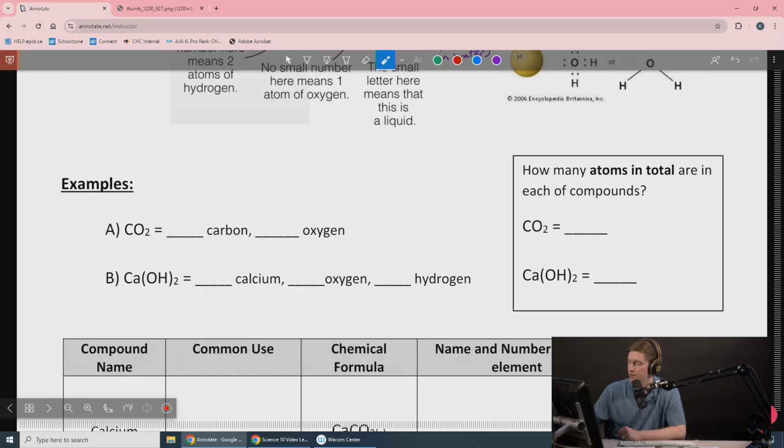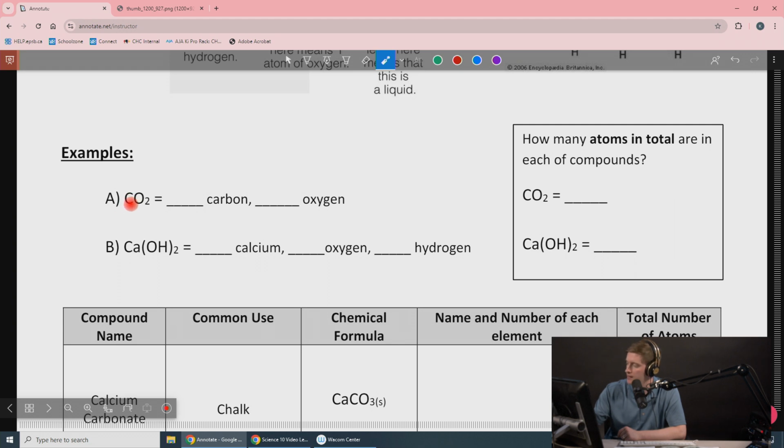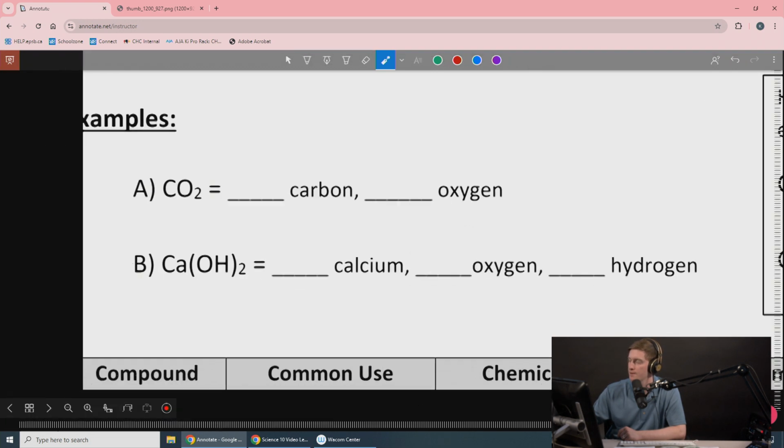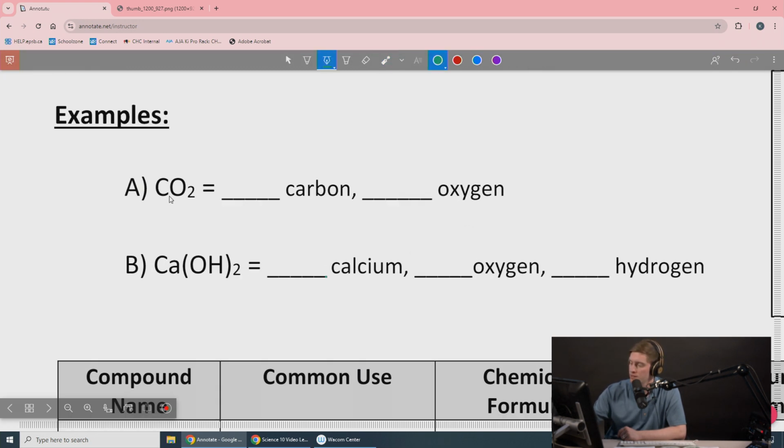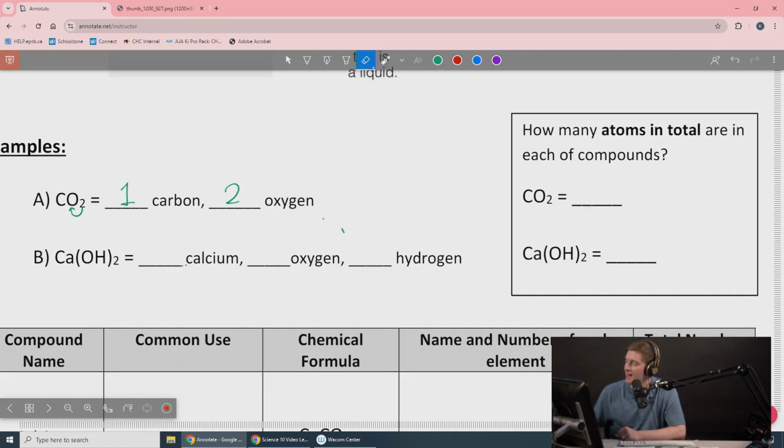If you take a look at this compound here, this is carbon dioxide. We've got carbon. There's no little subscript. That doesn't mean 0, but that means 1 carbon. This 2 applies to the oxygen. That means we have 2 oxygens. How many atoms total are in a molecule of carbon dioxide? Well, I've got 1 carbon and 2 oxygens, so I have 3 total. That's just 1 plus 2.